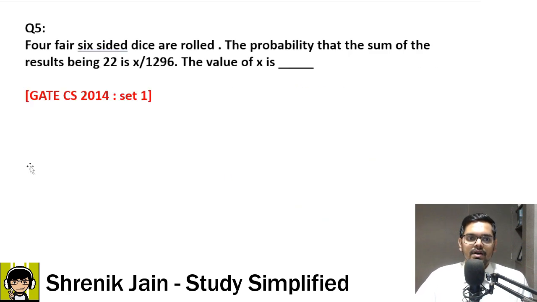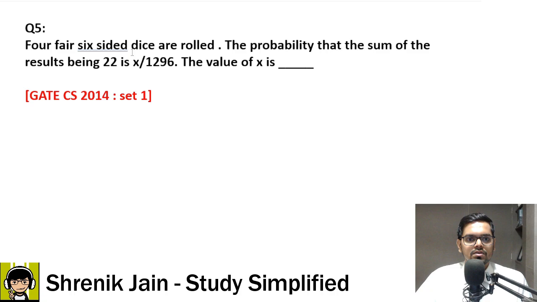Going to question number 5. 4 fair 6-sided dice are rolled. The probability that the sum of the result being 22 is x by 1296. The value of x is what? NAT question asked in GATE CS 2014 set 1. Pause the video, try, then look at my solution. So it's not that tough, since you know how I solve probability questions: requirement by total. So what is total?